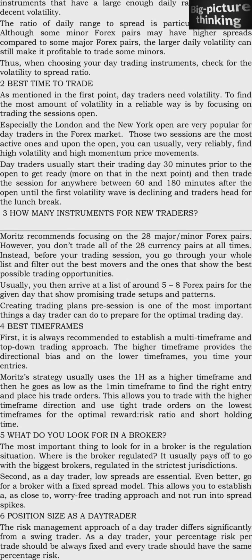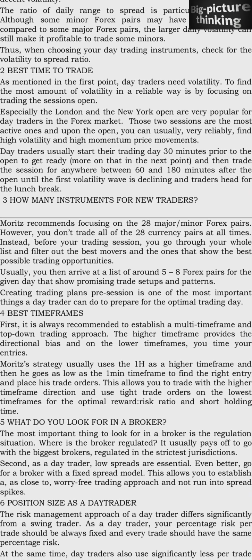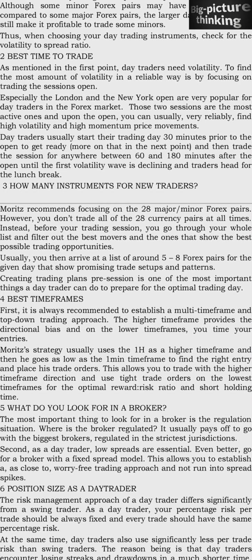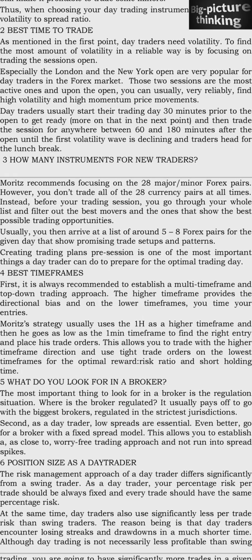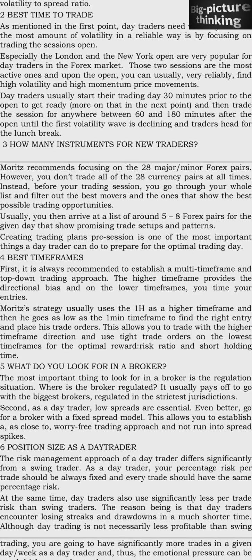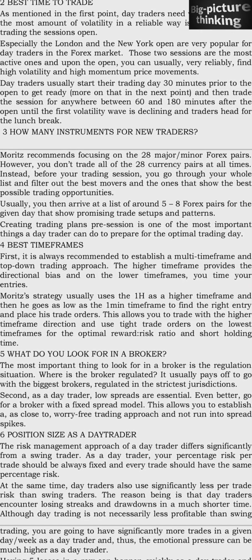3. How many instruments for new traders? Moritz recommends focusing on the 28 major and minor Forex pairs. However, you don't trade all of the 28 currency pairs at all times. Instead, before your trading session, you go through your whole list and filter out the best movers and the ones that show the best possible trading opportunities. Usually, you then arrive at a list of around 5 to 8 Forex pairs for the given day that show promising trade setups and patterns.